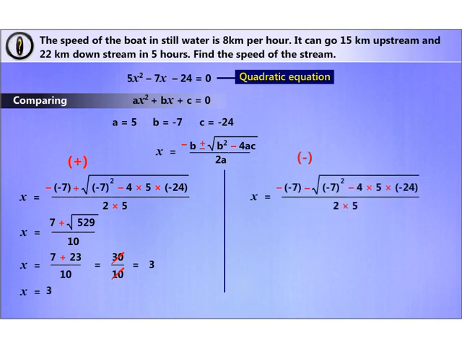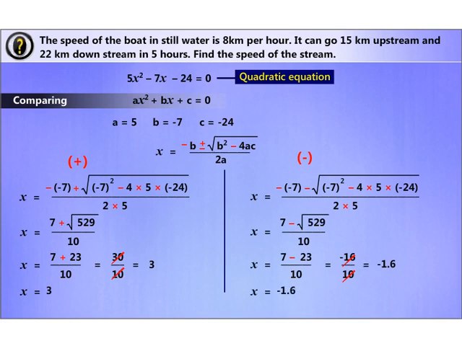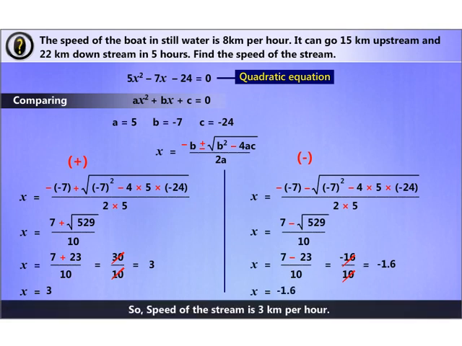x is equal to minus of minus 7 minus root minus 7 whole square minus 4 into 5 into minus 24 whole divided by 2 into 5. x is equal to 7 minus 23 by 10, that is equal to minus 1.6. So, speed of the stream is 3 kilometers per hour.